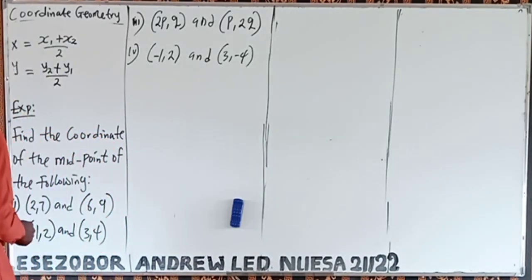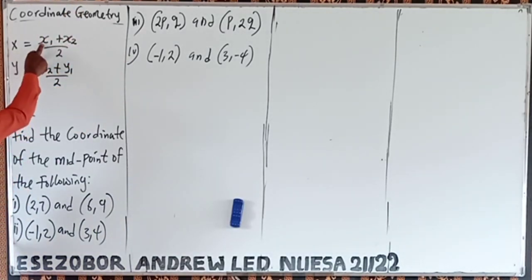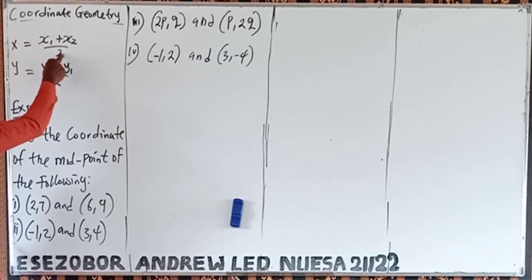Now, the coordinates of the midpoint of a line that joins 2 points, let's say (x1, y1) and (x2, y2), will be: the x coordinate is x1 plus x2 divided by 2, and the y coordinate is y2 plus y1 divided by 2. That's all. It's a very simple thing.